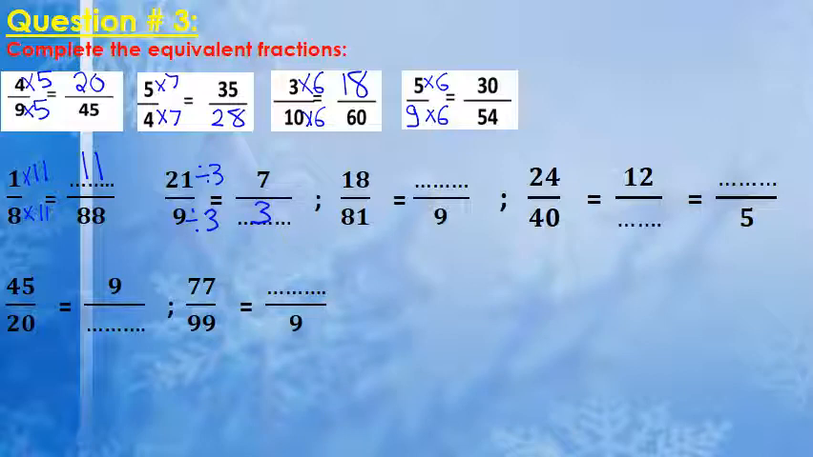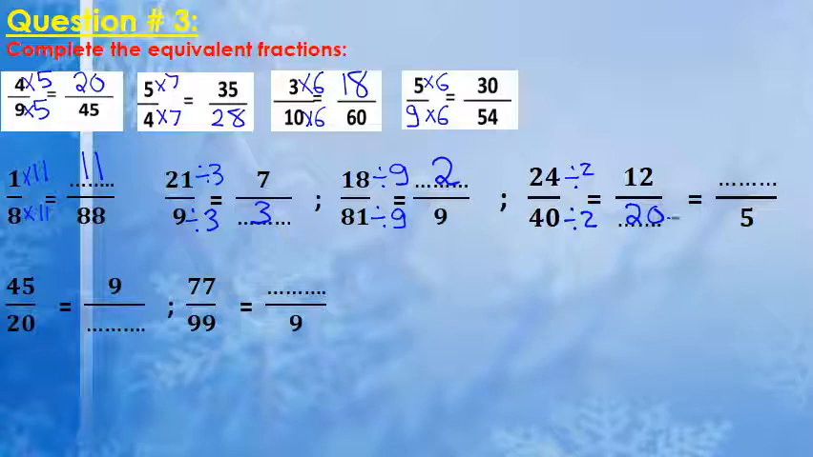18 over 81 equals how much over 9? We divide by 9. So up we divide by 9. 18 divided by 9 is 2. 24 over 40 equals 12 over how much? 24 became 12. So we divide by 2, down we divide by 2. 40 divided by 2 is 20.